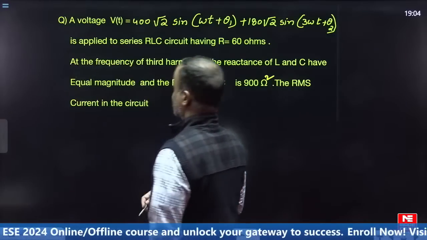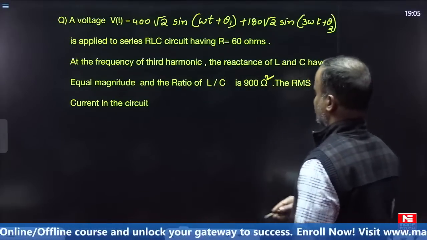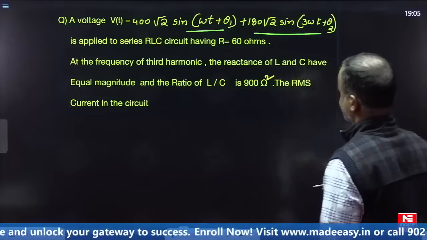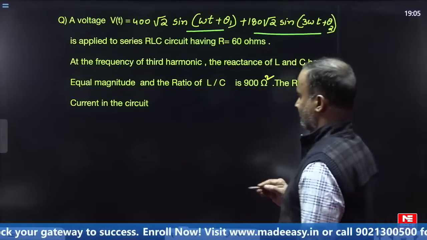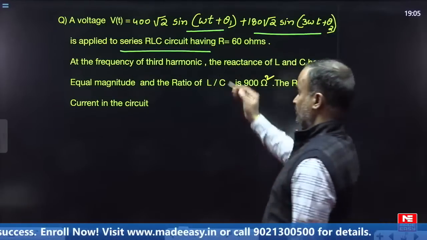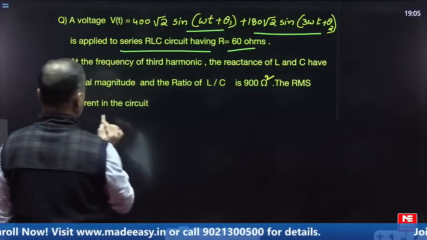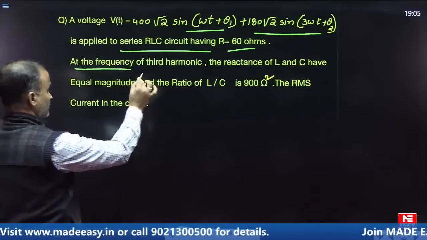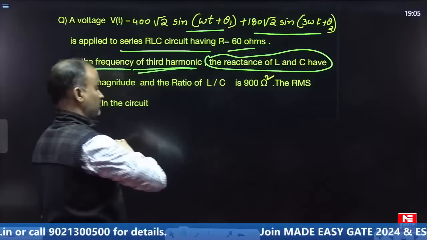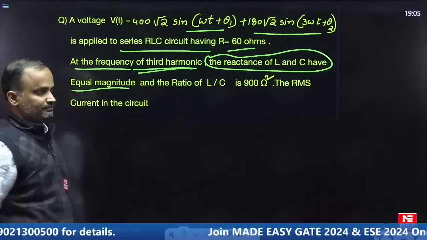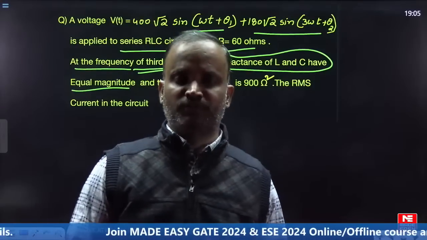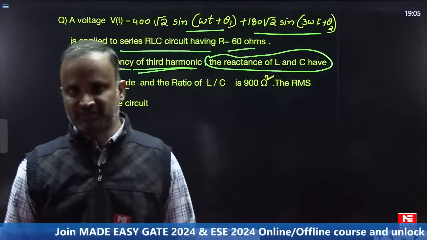Now for this example, if you read the question carefully, the given input has the fundamental frequency as well as the third harmonic. What is the given network? RLC series circuit. In the question itself, the resistance value is given. He gave one statement: corresponding to the third harmonic, the reactances of L and C have equal magnitude. What is the meaning of that? Corresponding to the third harmonic, the circuit will be at resonance condition.